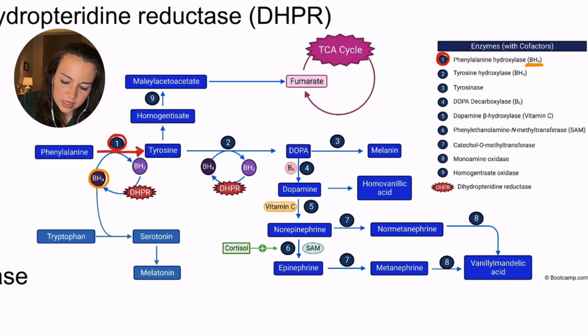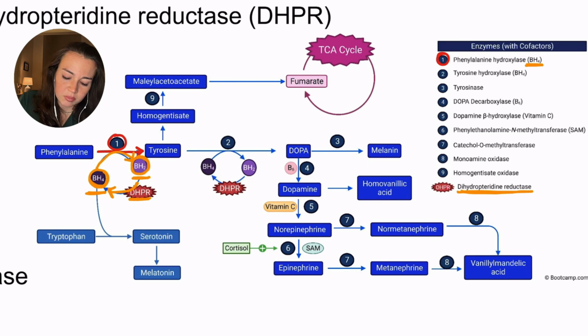So this BH4 is a cofactor for PAH, and as it facilitates that reaction, the BH4 is going to get turned into BH2, also known as dihydrobiopterin. Because that BH4 is critical for the function of phenylalanine hydroxylase, we have to make sure that we have a way to replenish that BH4 cofactor from the BH2 byproduct of this reaction. There's an enzyme called dihydropteridine reductase, or DHPR, that is going to facilitate the reformation of BH4 from BH2. It'll reduce the BH2 back to BH4.